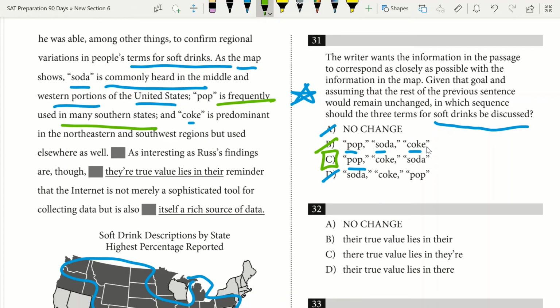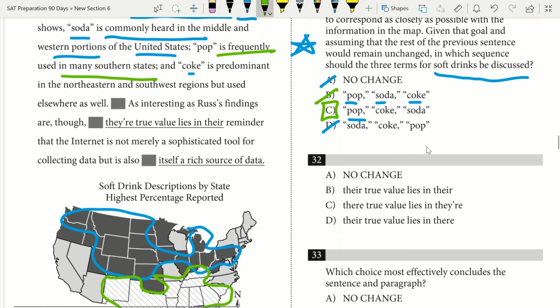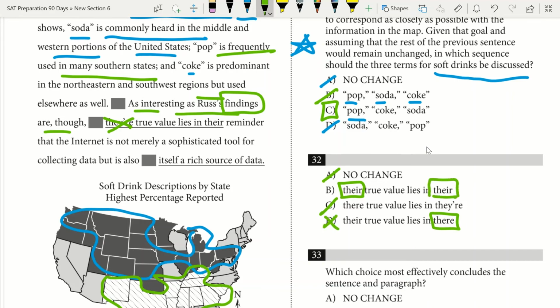All right, now we can go ahead. We got question 32. Okay, but used elsewhere as well. As interesting as Russ's findings are, though, their true value, okay, that's referring to his findings, okay, their true value. Findings is plural. It's got to be possessive. This is a homophone question, testing our ability to find the correct version of their. Correct version of their is going to be T-H-E-I-R, because that's the possessive pronoun. Okay, so that leaves us with answer choices B and D. We see in D we use the wrong there right there, so D is wrong. We use the correct there in both spots in answer choice B, so B is our correct answer for 32.